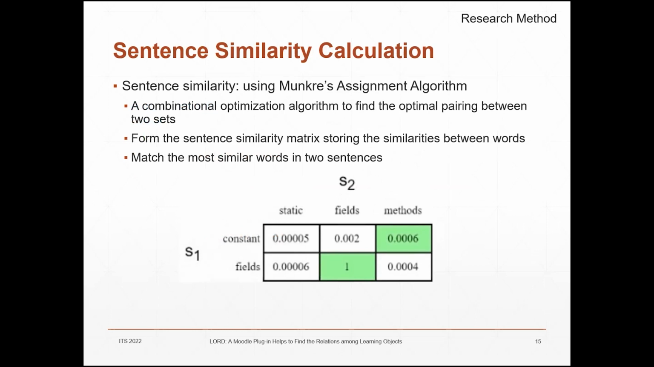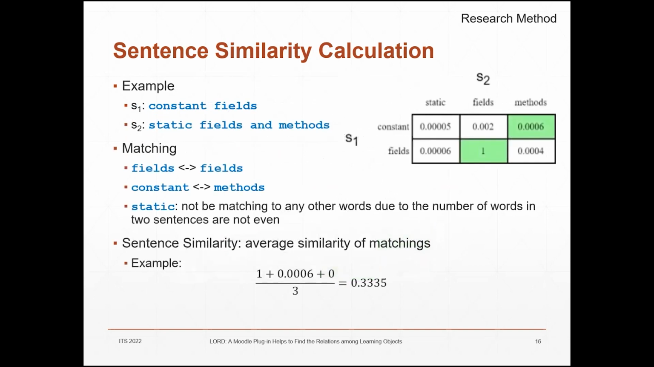For example, in this example, the first sentence is constant field, and the second sentence is static field and methods. We try to remove some conjunction words like and, and maybe we will also remove words like the and a. Then we build a similarity matrix like what we have here. So then we will try to use the Munkres assignment algorithm.